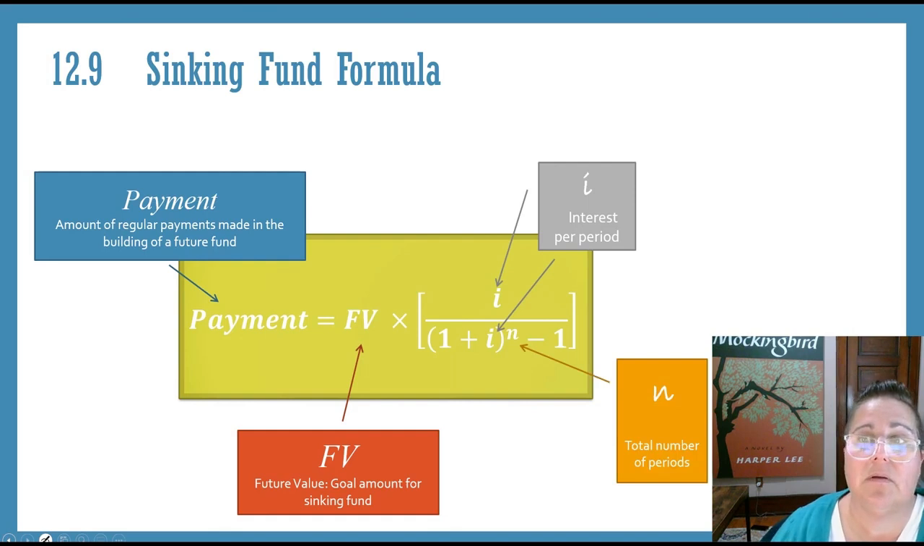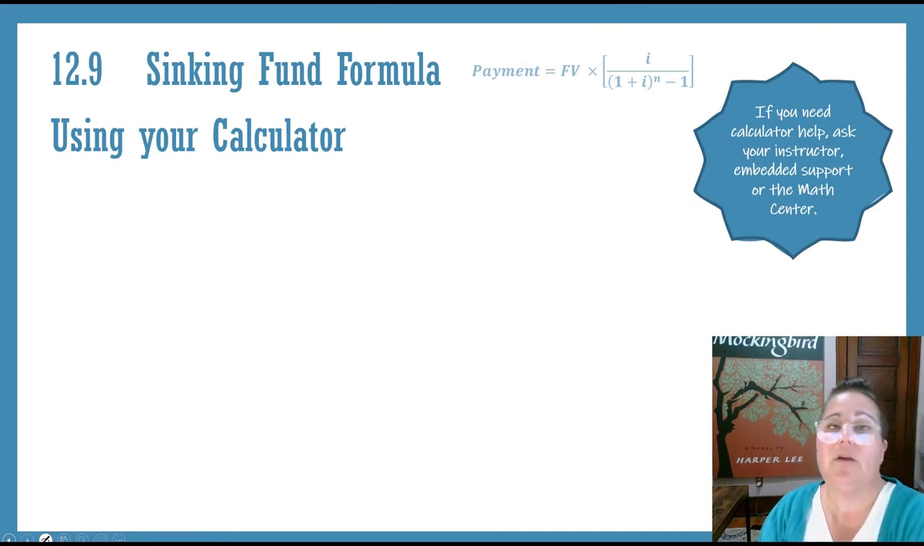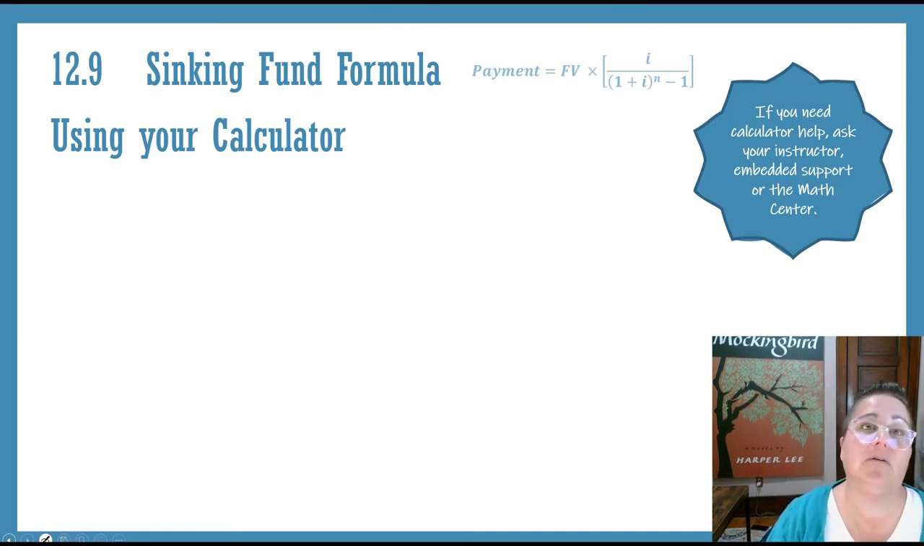Okay? So using your calculator, please keep in mind that if you need help, you can contact myself, your embedded support personnel, or the Math Center. We will all help you with your calculator functions.